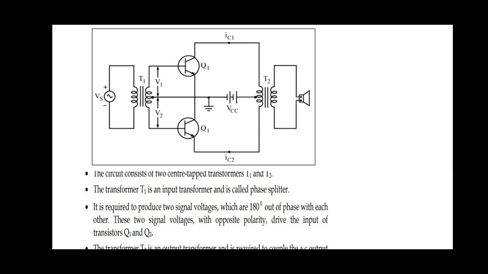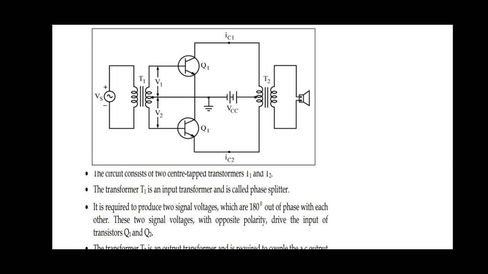During the positive half cycle, Q1 is positive and Q2 is negative. So Q1 is forward biased and Q2 is reverse biased. The circuit will conduct due to Q1 only. There is a collector current IC1 that flows.